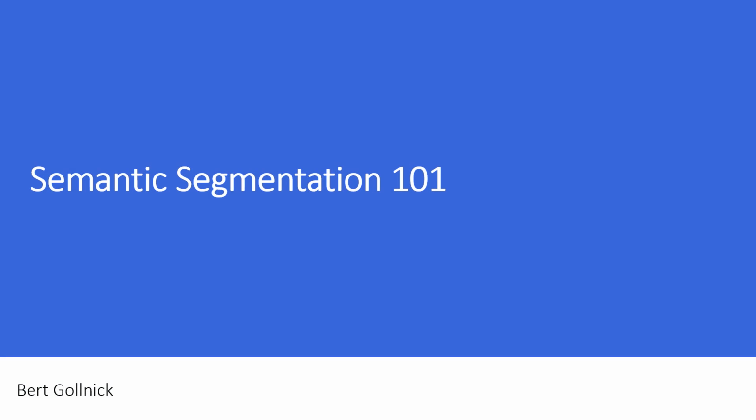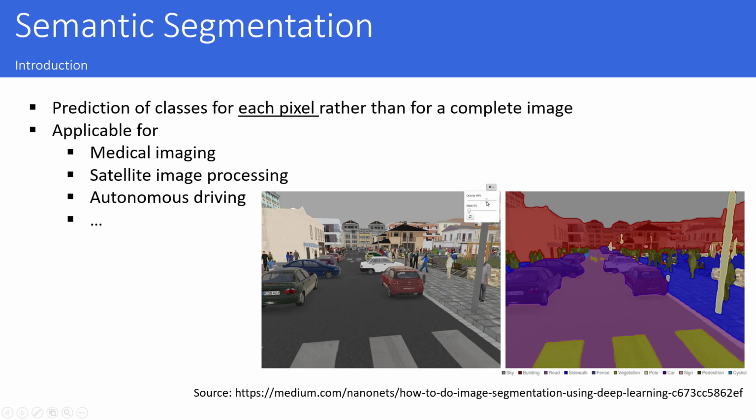Hi, hello and welcome to this lecture on semantic segmentation. Semantic segmentation is a very powerful technique from the broad range of deep learning architectures, and in this case the predictions of the classes are performed for each pixel rather than for a complete image.